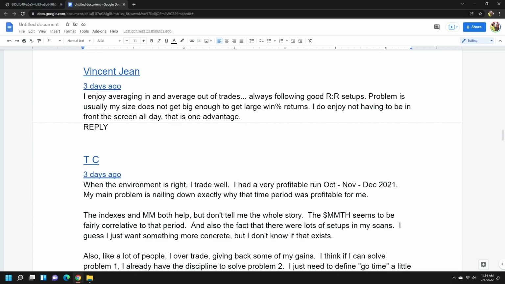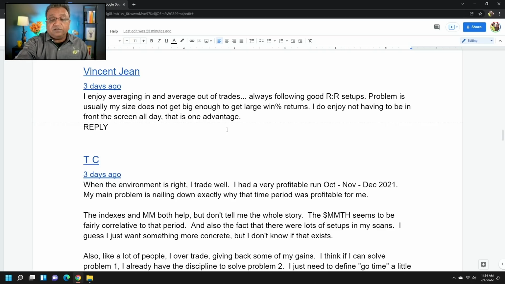I enjoy averaging in and averaging out trades, always following good RR setups. The problem is usually my size does not get big enough to get large percentage win returns. I do enjoy not having to be in front of the screen all day. Yeah, at the end of the day in this business, size matters. Once you are successful in trading a setup, it's the size, right? And if you can size up, work on your size, gradually increase size, and that is the solution to your problem. Look at any profitable trader and they are doing size.